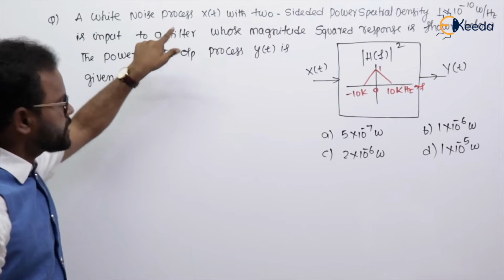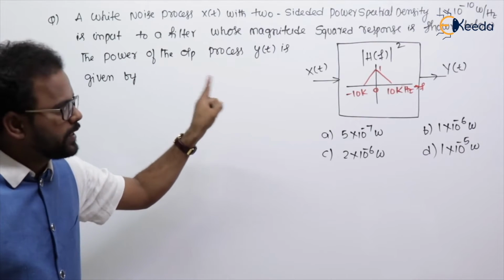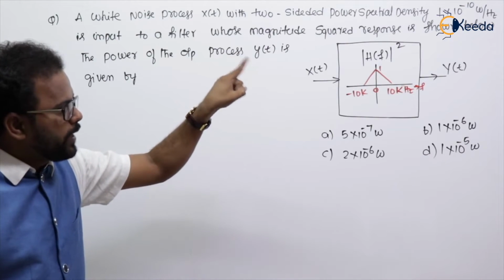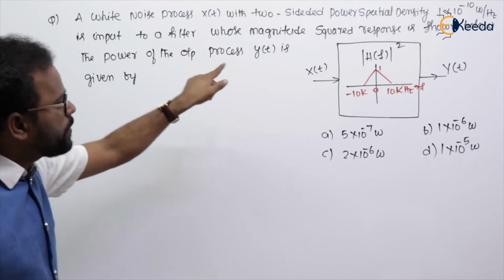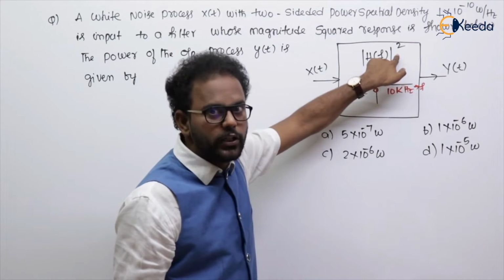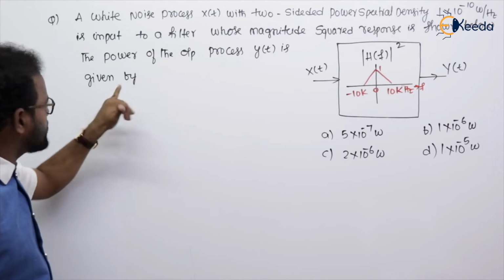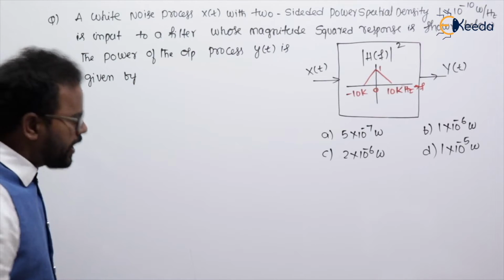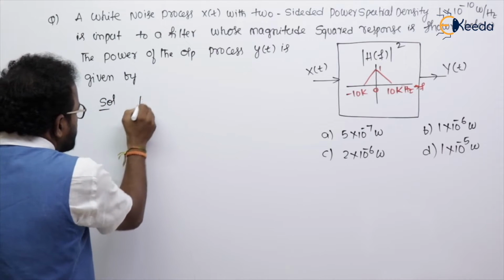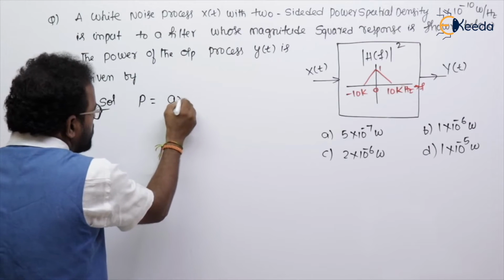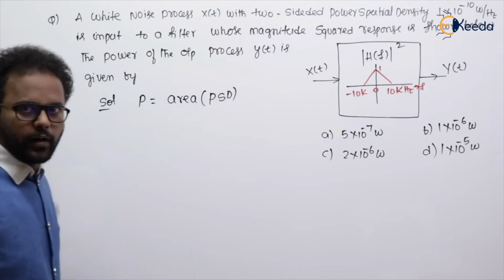A white noise process x of t with two-sided power spectral density 1 into 10 power minus 10 watt per hertz is input to a filter whose magnitude squared response is shown below. The power of the output process y of t is given by. We already know how to calculate power, students. Power is given in the frequency domain, so it is the area under the power spectral density. Got my point or not?